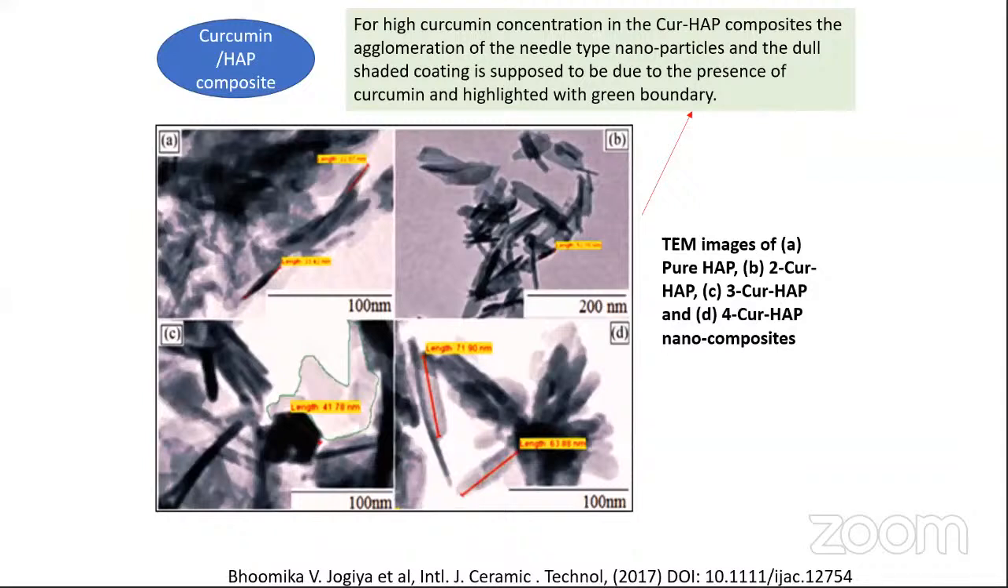This scanning electron micrograph as well as TEM show how the curcumin hydroxyapatite composites are formed. Here one can see this is curcumin and this is hydroxyapatite. Here also the lighter outlines are for the curcumin, the darker are the hydroxyapatite. Here this is curcumin and the darker one is hydroxyapatite.